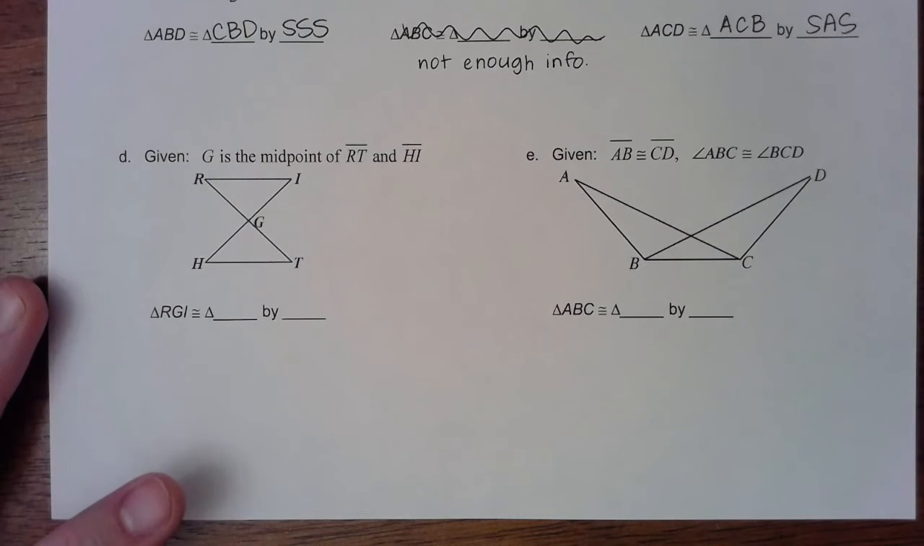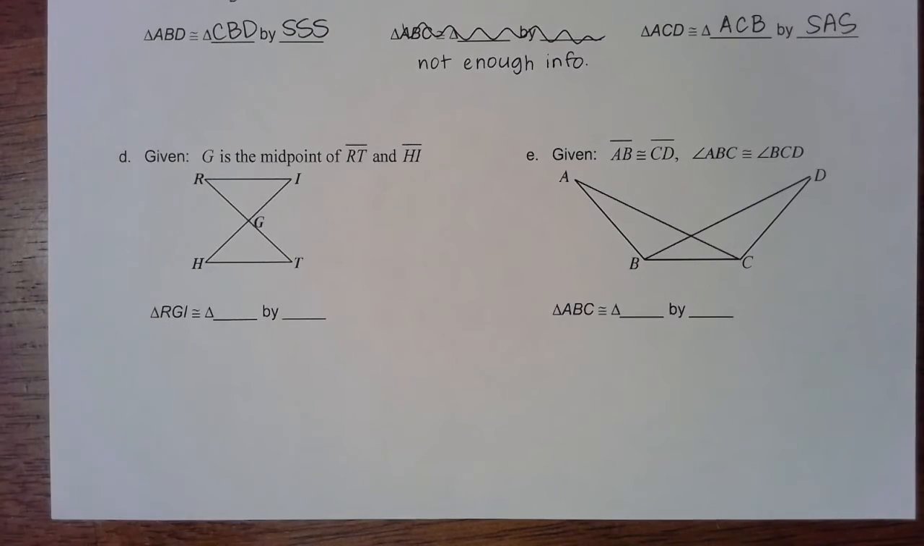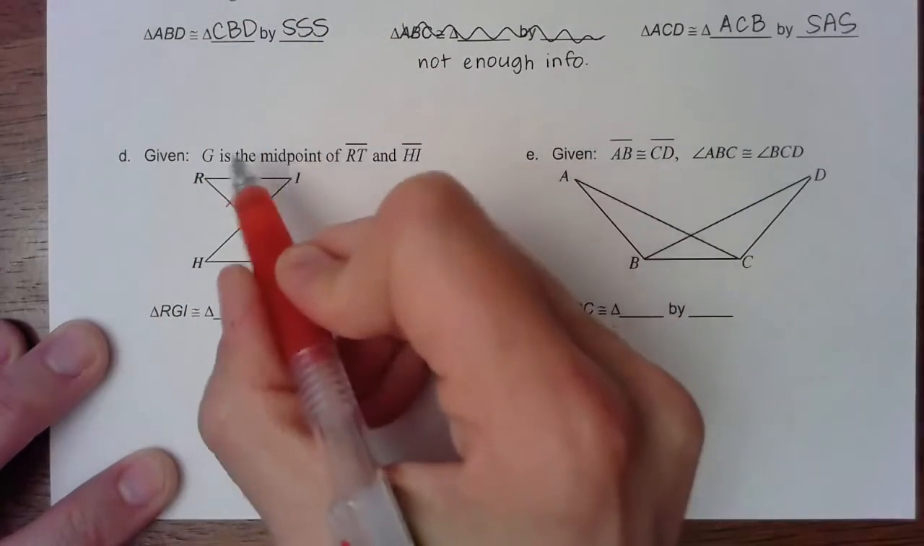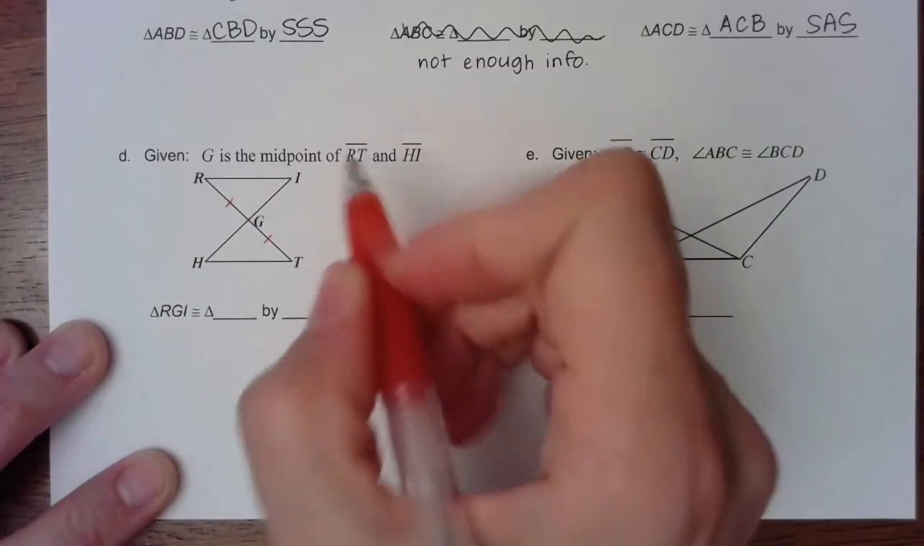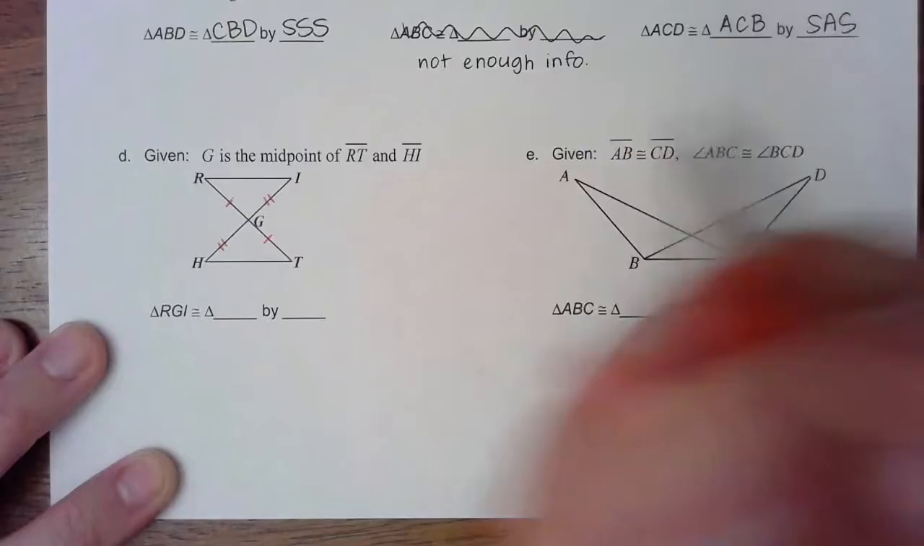Sometimes the information that's given to you seems like one thing, but it's really more than one thing. So be careful on D. It says G is the midpoint of RT, so that means that this piece is the same as this piece, but then it also says that G is also the midpoint of HI, which would mean that this piece was the same as this piece.